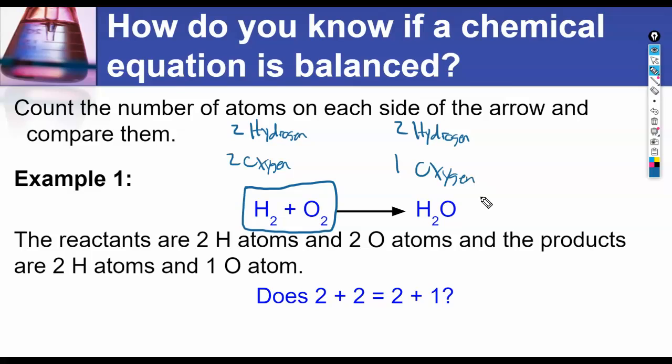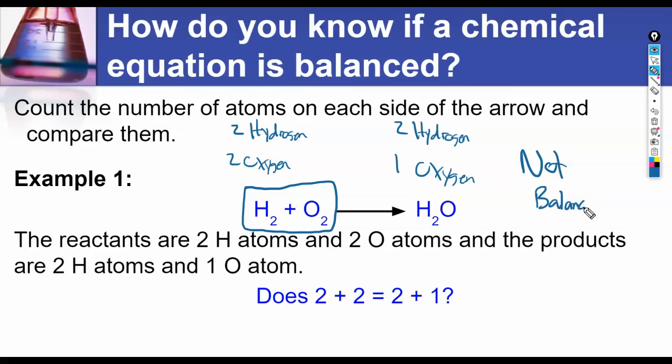Okay, so you have to ask yourself, is this equation balanced? In other words, do we have the same number of atoms on both sides of the equation? Do we have 2 hydrogens on both sides? Yes. Do we have 2 oxygens on both sides? No. We have 2 oxygens on the left side and 1 oxygen on the right side. Okay, so in other words, this chemical equation is not balanced.